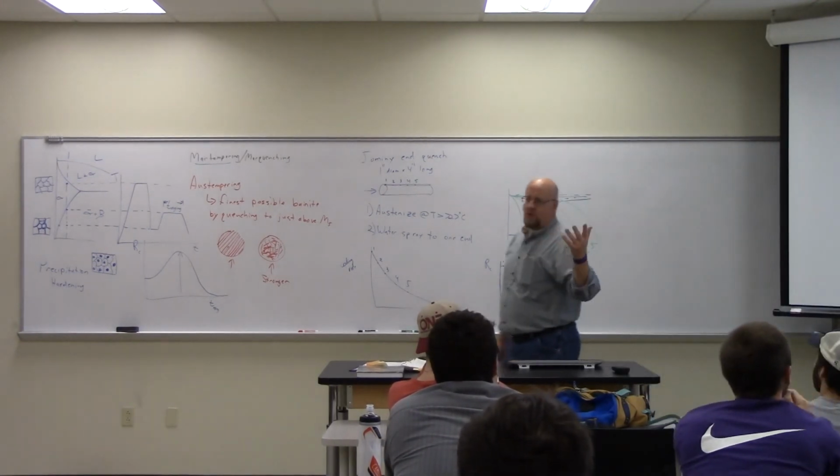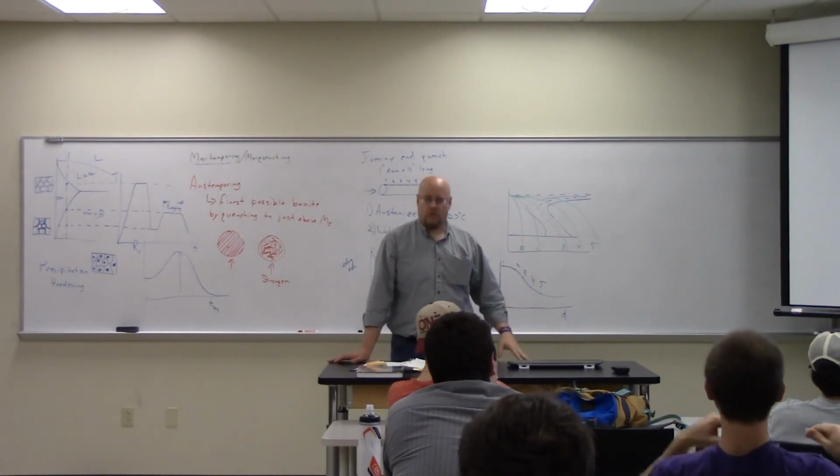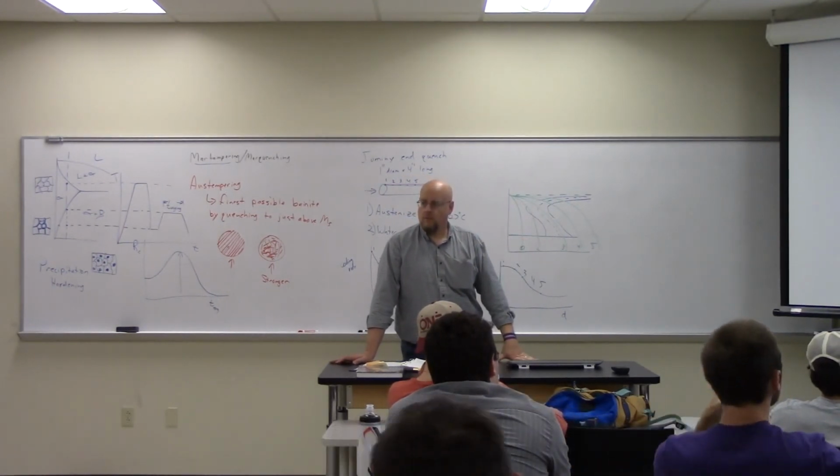But here, you go through the diagram pretty quickly, right? So it's all going to be coarse, very coarse pearlite. Does that make sense to everybody?